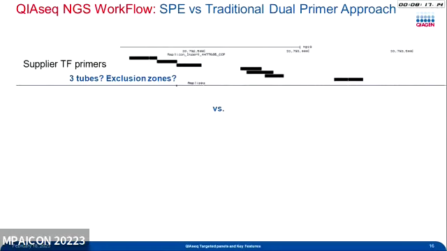The second benefit of single primer extension is that, with the dual primer approach for enrichment, we have to have more than one tube for the panels. What happens is that we have some exclusion regions where we are not able to design both primers, so either the forward or the reverse primer cannot be designed. So we are actually missing those regions.